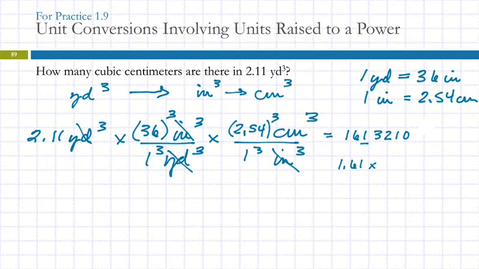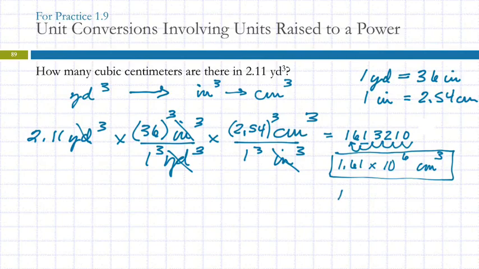1.61 times 10 to the something. 1, 2, 3, 4, 5, 6. It's a positive 6 because it's a big number. Units, cubic centimeters. Now, could you write 161 followed by zeros? You could, but those zeros are ambiguous. My rule of thumb is anytime I can't just look at the zeros and immediately tell how many there are, which is usually if there's more than three, if I have to get my finger out and count the zeros, put it in scientific notation. Whether they're at the end or at the beginning, it's easier.